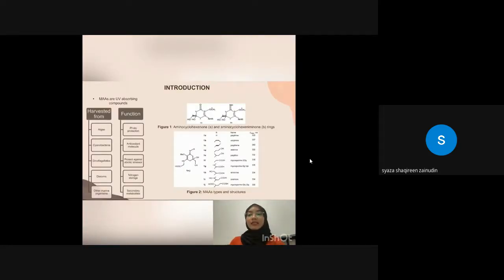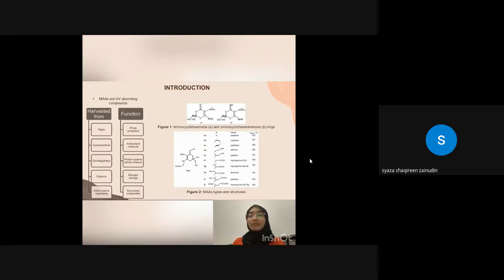MAAs are colorless and water-soluble compounds that absorb ultraviolet radiation and can be harvested from algae, cyanobacteria, dinoflagellates, diatoms, and also other marine organisms. They serve functions as photoprotection, antioxidant molecules, protection against abiotic stressors, as nitrogen storage, and also as secondary metabolites.